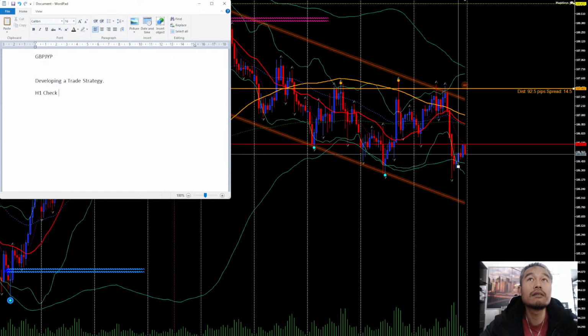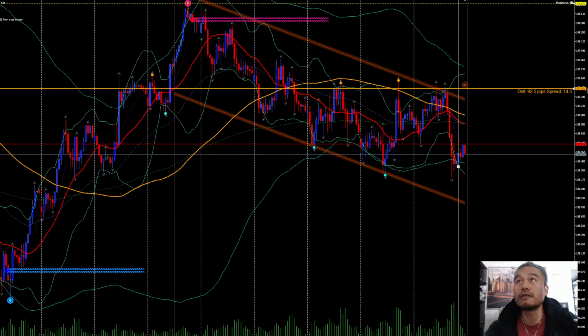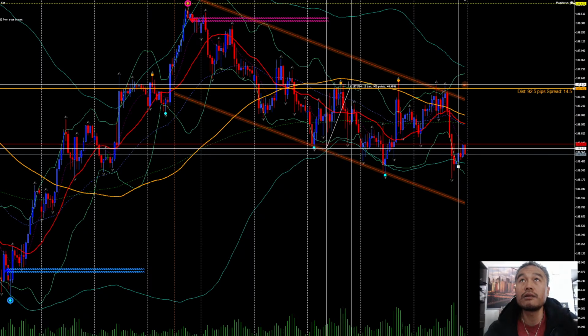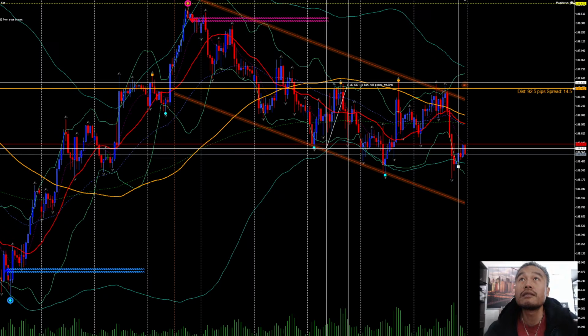Check. Pip. Swing pip. Swing. High to low. So as you can see here, you can use this from high to low. That's about 92, 6 points, which equals 92 pips.